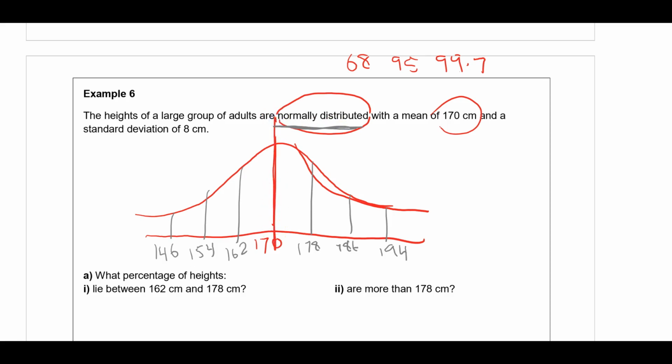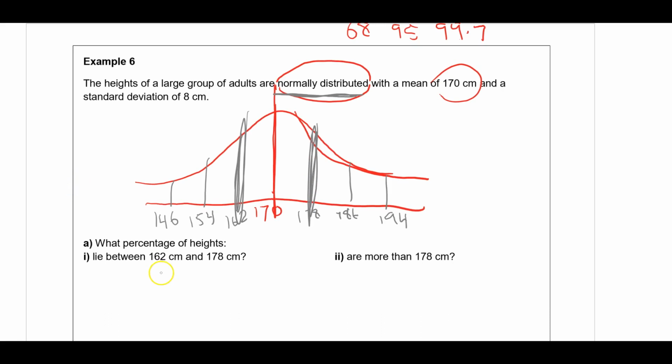Now, the question says, what percentage of heights are between 162 and 178? 162 and 178 are both one standard deviation from the mean, so I know the answer is 68%. Of course, it's normally distributed, and that's the rule.